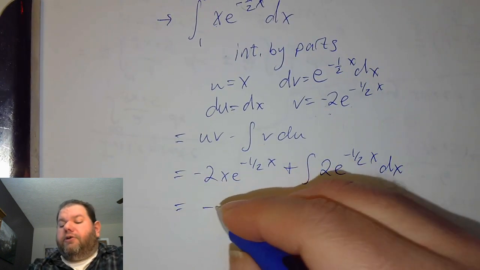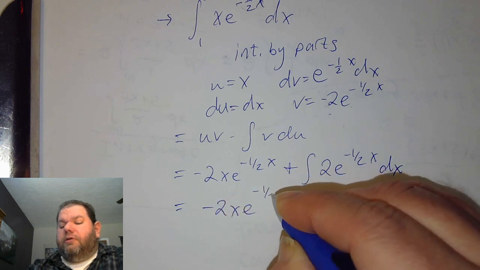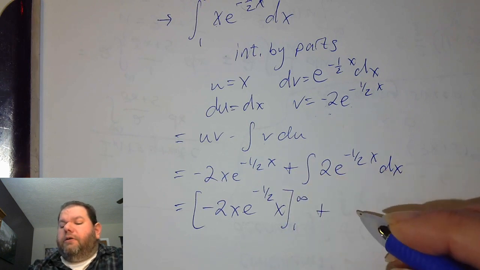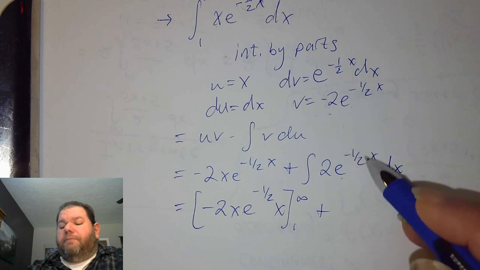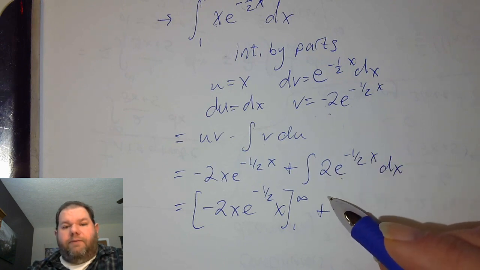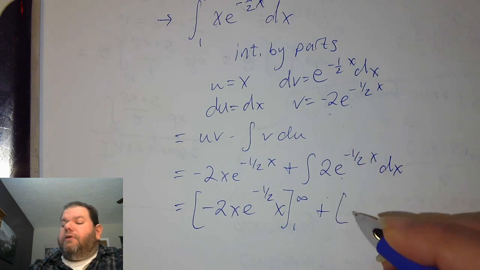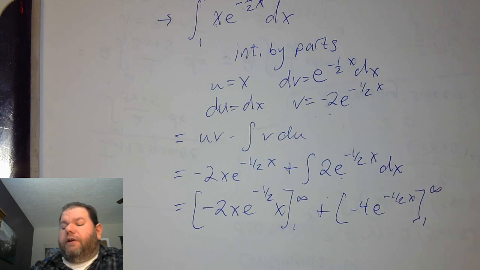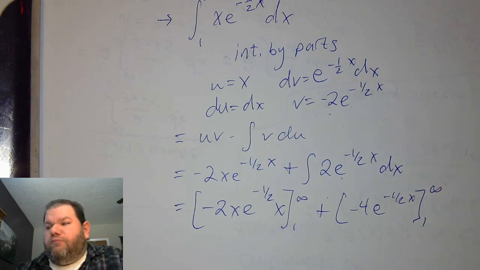So continuing our integration, again, when we integrate, we divide by the negative 1/2. So 2 divided by negative 1/2 will be negative 4. So negative 4 e to the negative 1/2 x from 1 to infinity. Now, in both of these cases, the reason I wrote them separately is that we're going to have to work them separately.